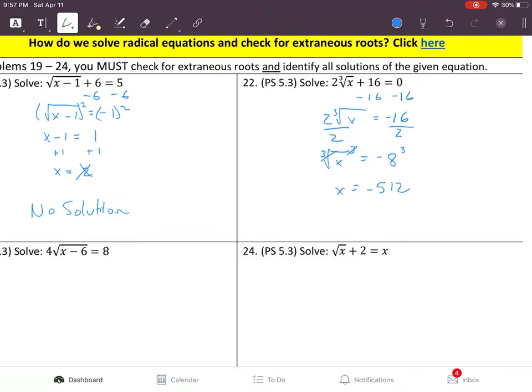Okay, you put that into your calculator. The cube root of negative 512 is negative 8. 2 times negative 8 is negative 16, and negative 16 plus 16 is 0, so this does work.